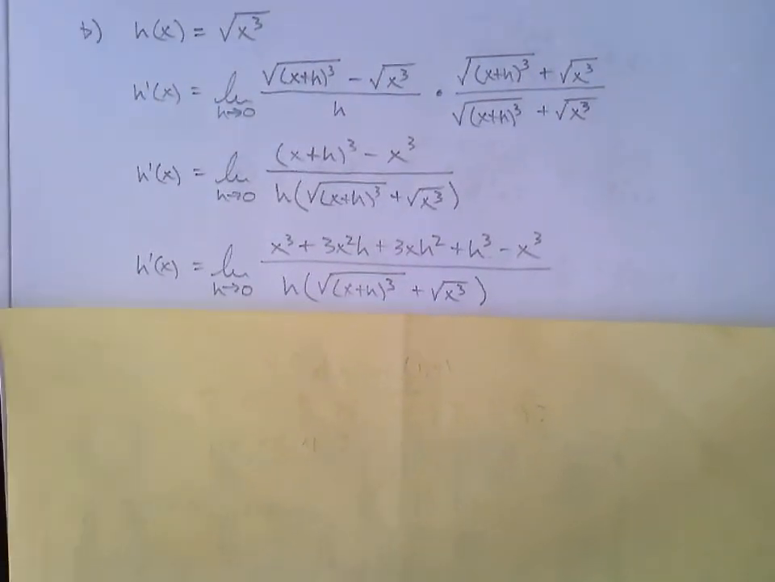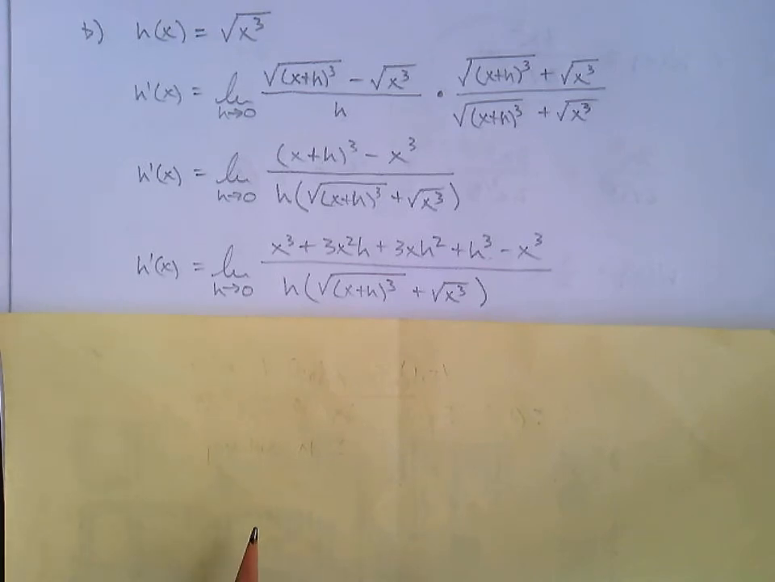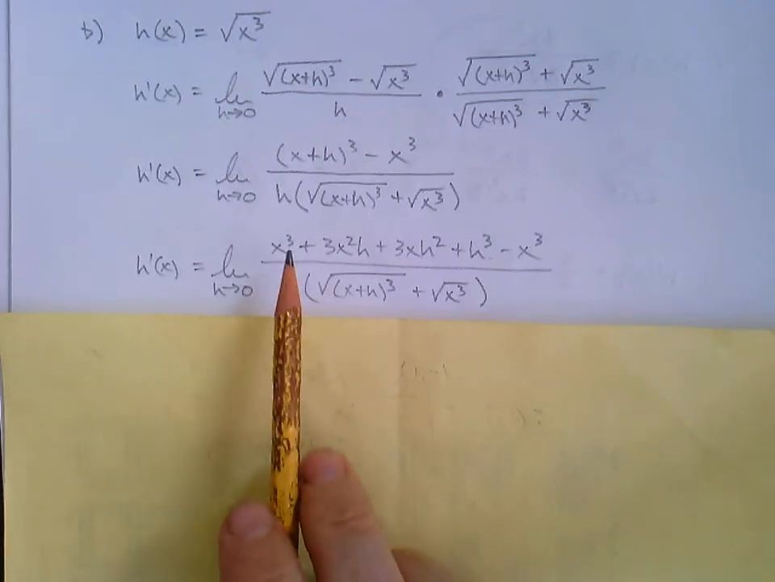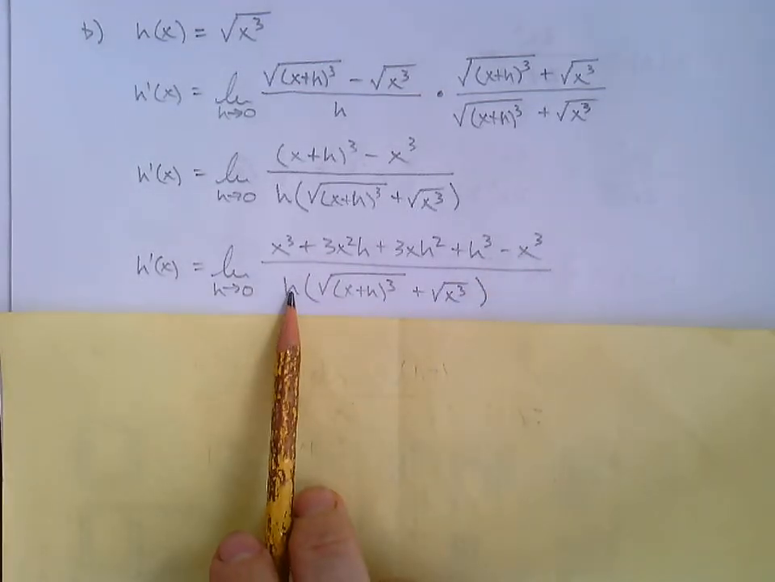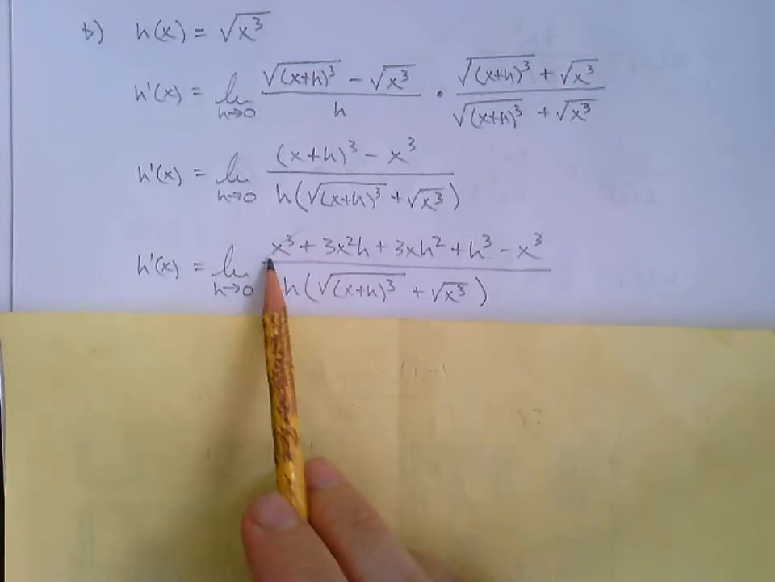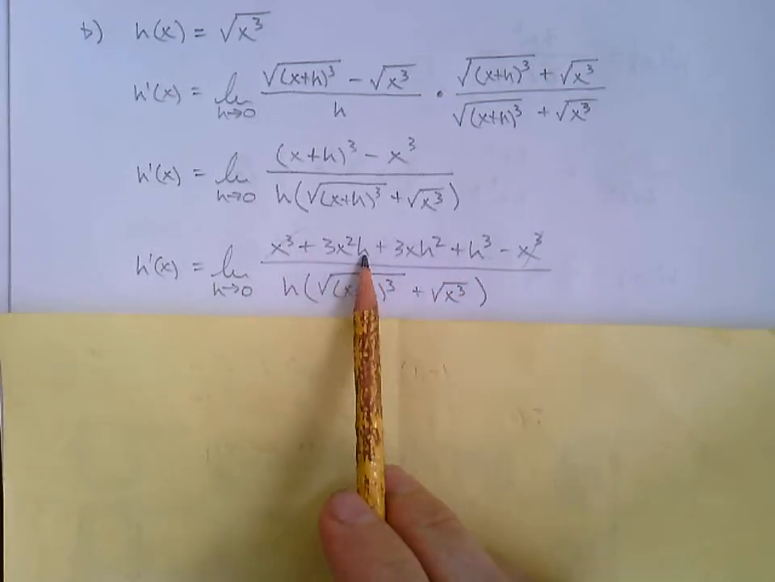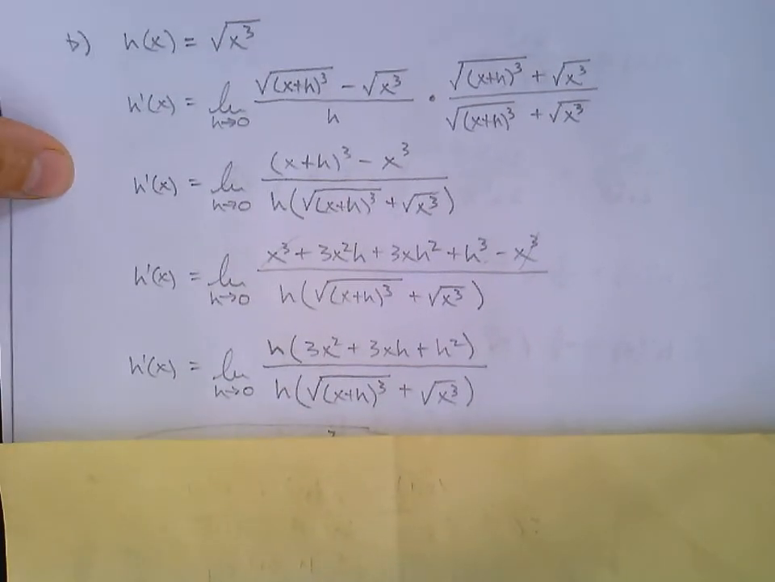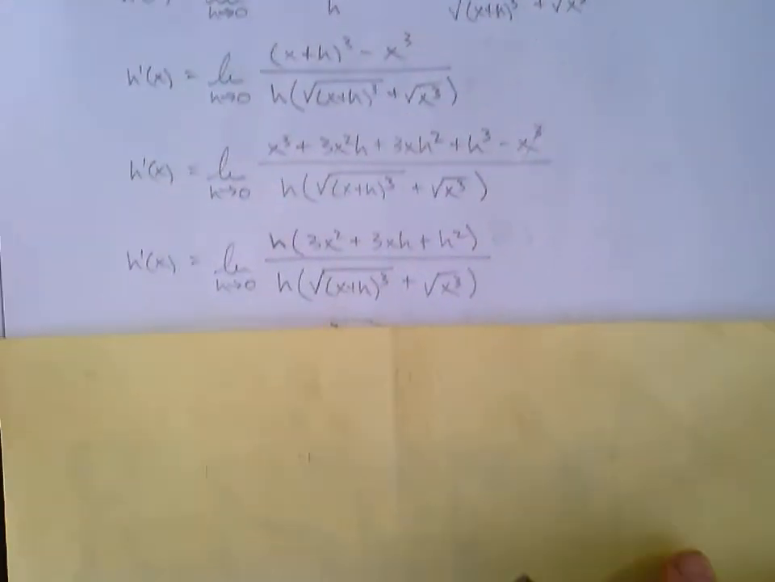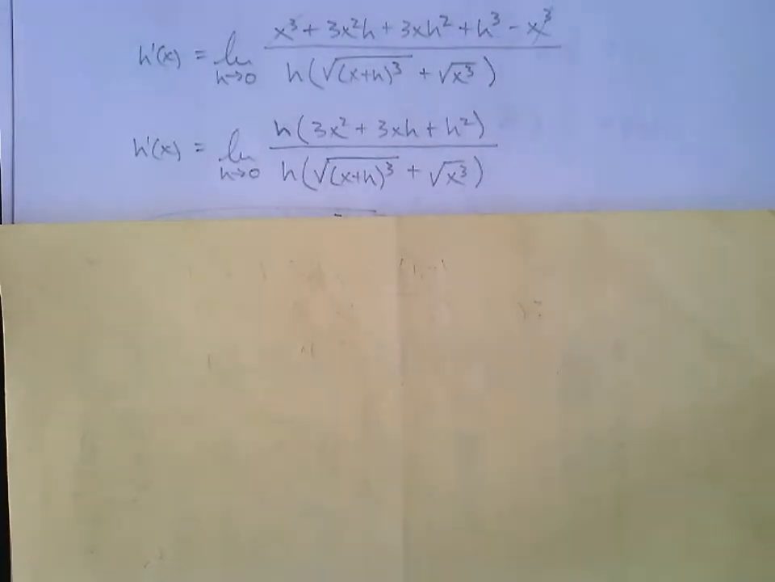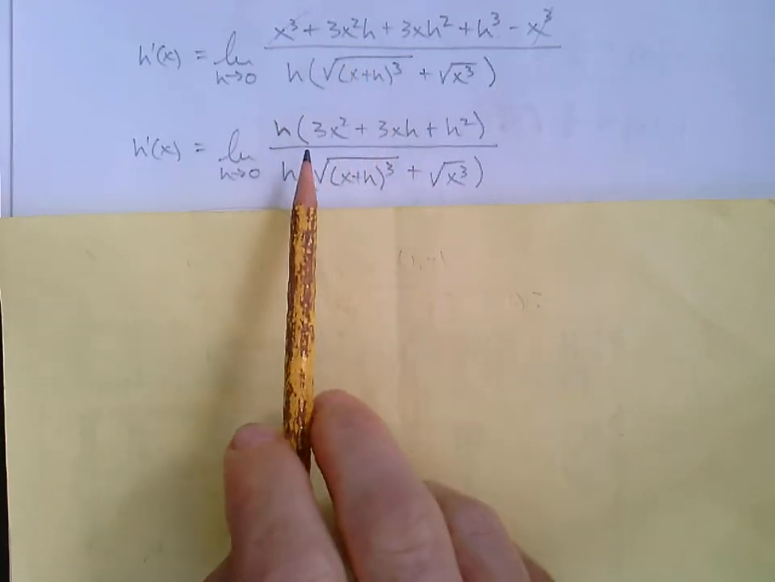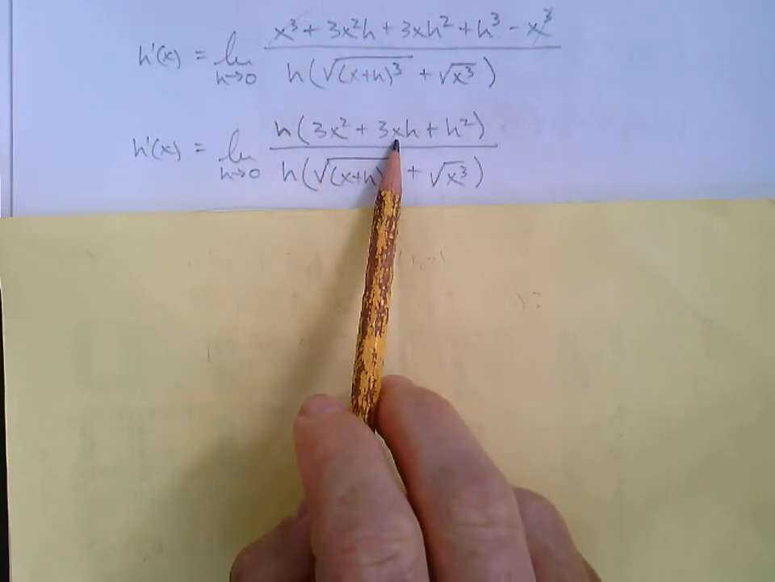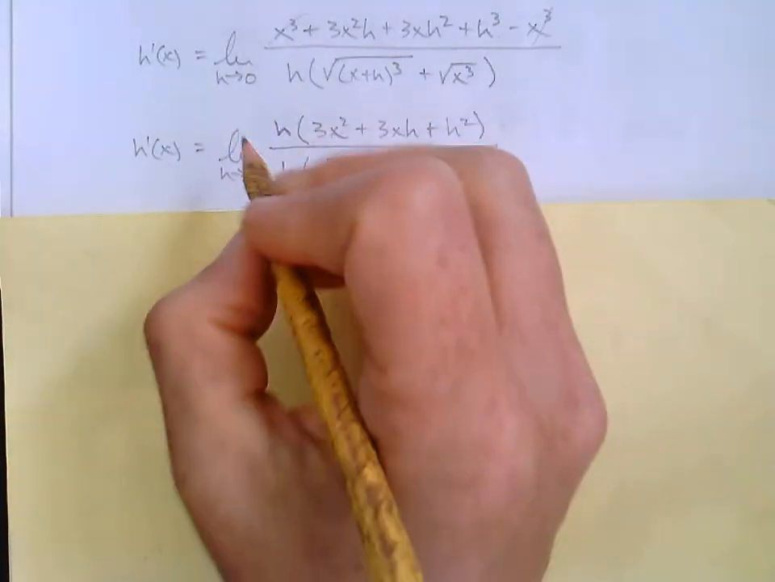All right. So to continue simplifying from there, we will cancel out the x to the thirds, and we're going to want to cancel this h. So after these are gone, let's factor out an h. We've almost got it now. Factoring the h leaves us 3x squared plus 3xh plus h squared, and of course the h's cancel.